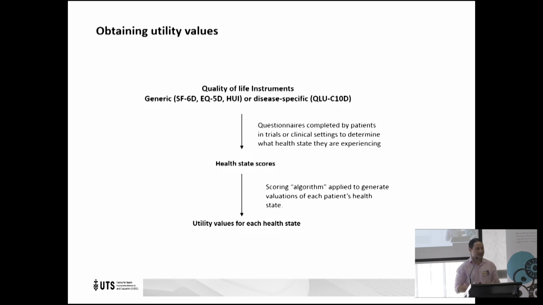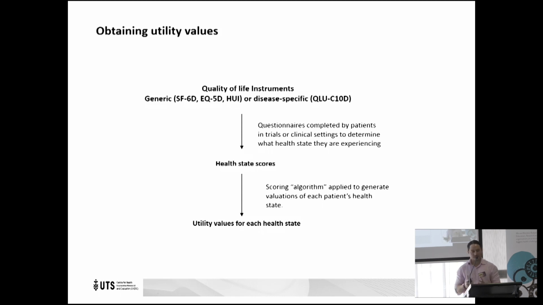Now, how do we obtain these utility values? I haven't gone into too much detail here, but essentially there are 2 methods. You can measure them directly from patients, or indirectly, which is more common, especially in clinical trials. The way this is done is that there are a number of what we call quality of life instruments out there. These are questionnaires which are completed by patients.